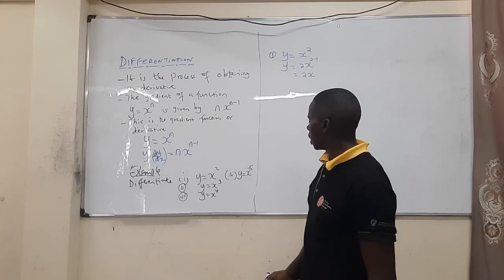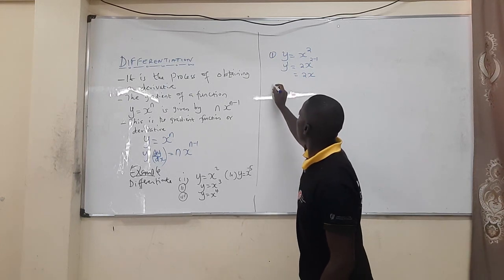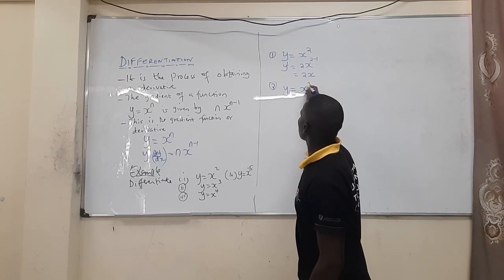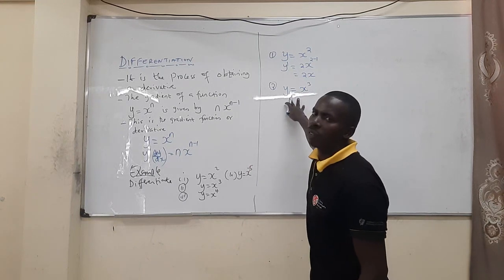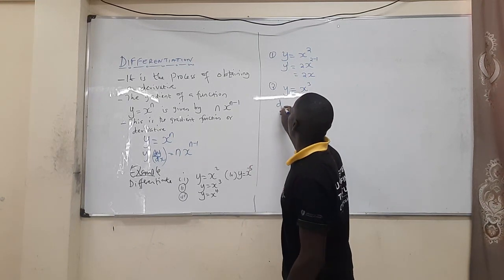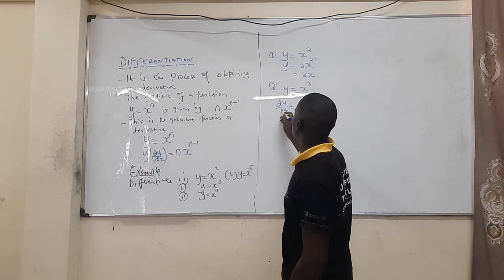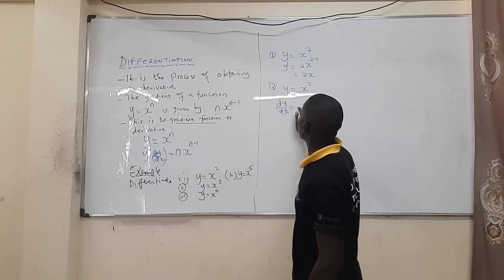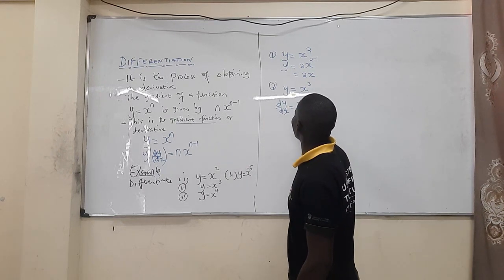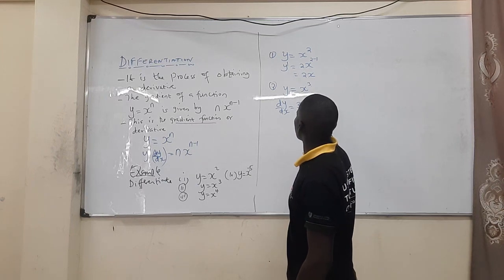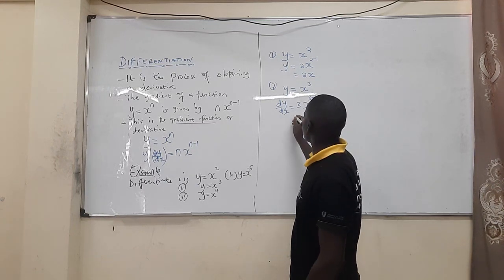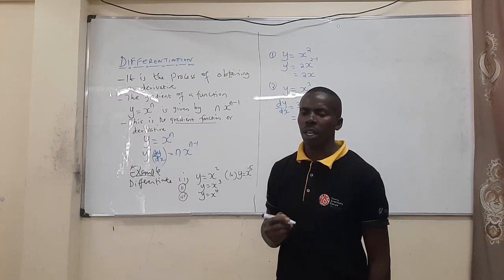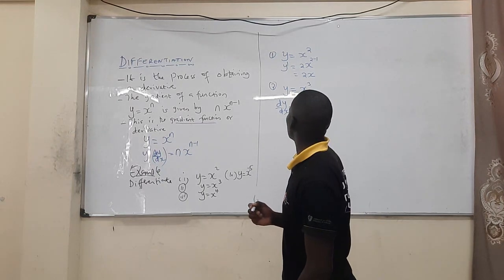Let's look at the second example, that is y equals x cubed. We want to get the derivative of that function. So we have dy over dx, that is our derivative, or the gradient function, given by: we drop the power, you get 3x, then the other power that was there, we subtract 1. So you're going to have 3x squared. That's how we differentiate that.